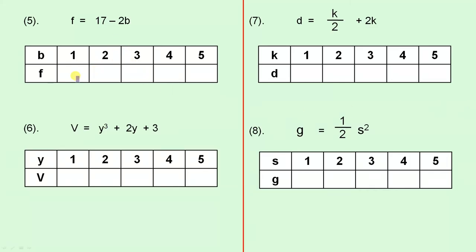Same here, we have to find f for all those different values of b. That's 2 times b there. Here we have y cubed, so that means y times y times y. So you multiply y by itself 3 times. Over here, k over 2 means k divided by 2. And finally, here we have a half, and here we have s squared. That's s times s. So that's very, very good practice there.